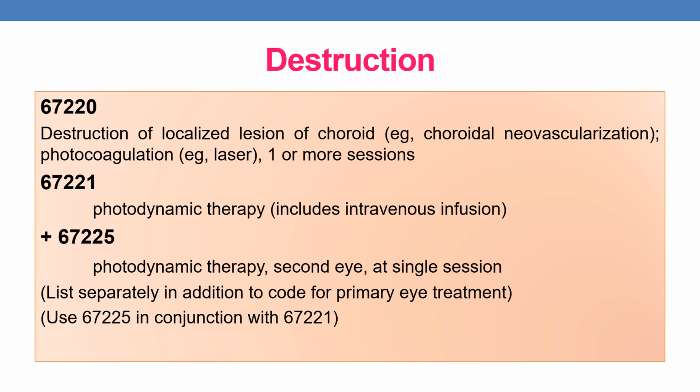The next is an add-on code, plus 67225. Photodynamic therapy, destruction of localized lesion of choroid by photodynamic therapy, second eye at single session. And 67225 must be used in conjunction with 67221, and it must be listed in addition to the code for primary eye treatment. This is the code for the second eye at single session.